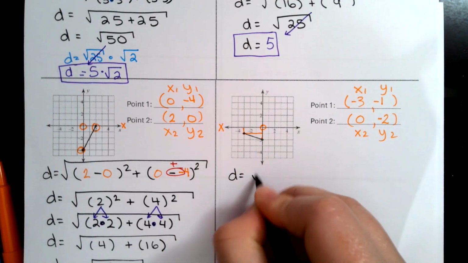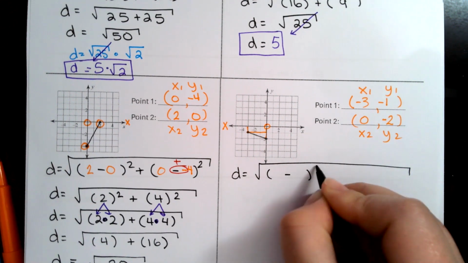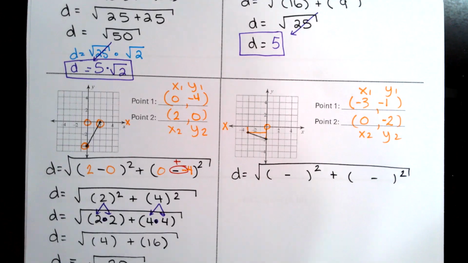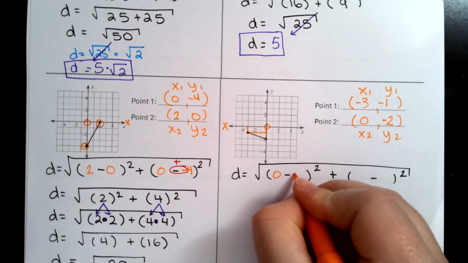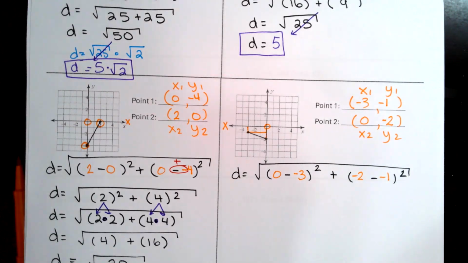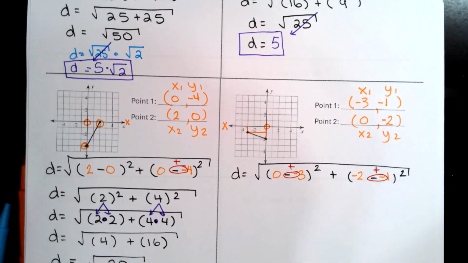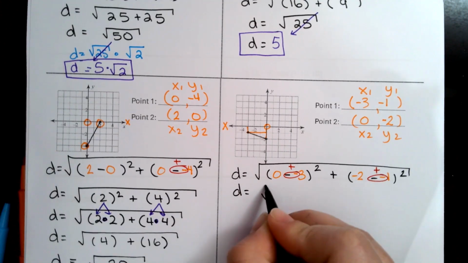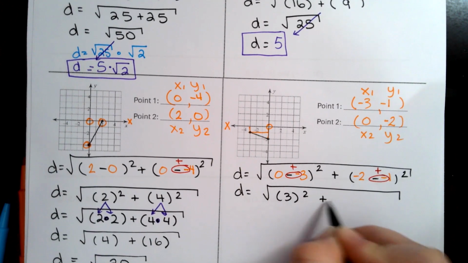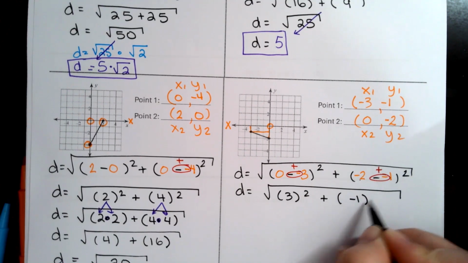Distance formula, once again, open, minus, and then square it. Open, minus, square it. x2 minus x1, y2 minus y1, double negatives on both. Make them into addition. Okay, 0 plus 3 is 3. -2 plus 1, so 2 minuses, 1 plus is a -1.